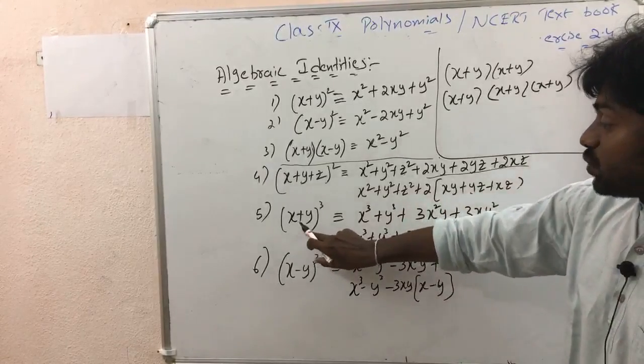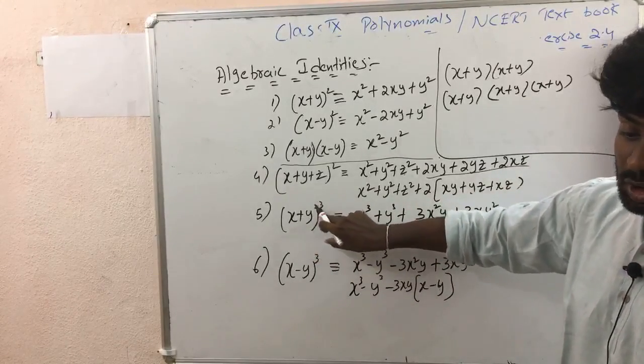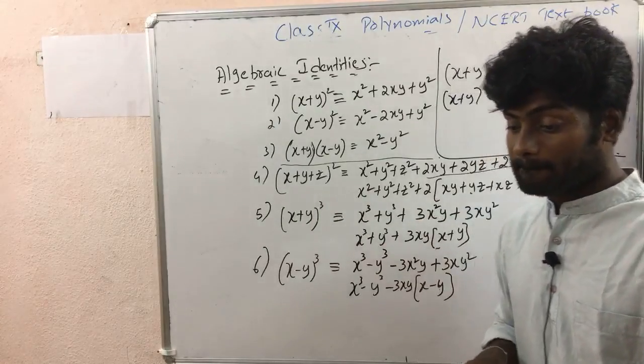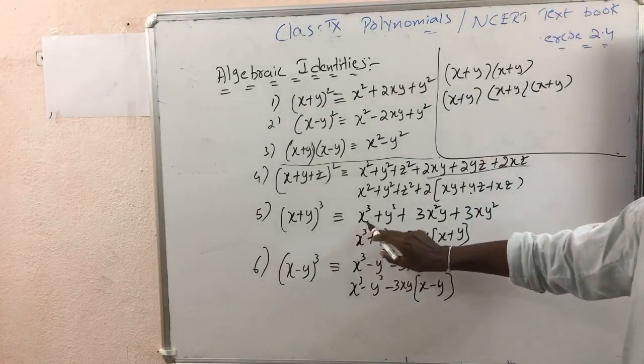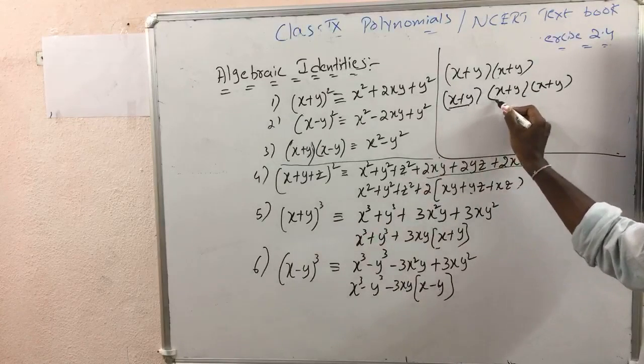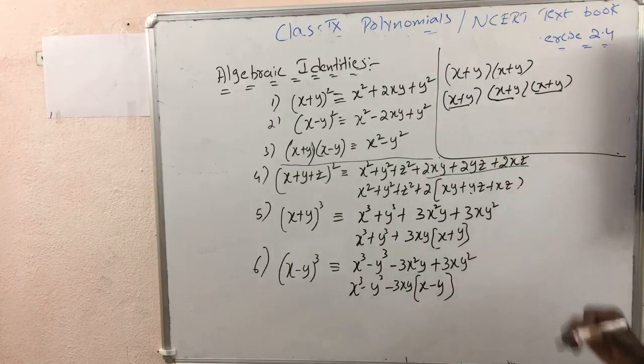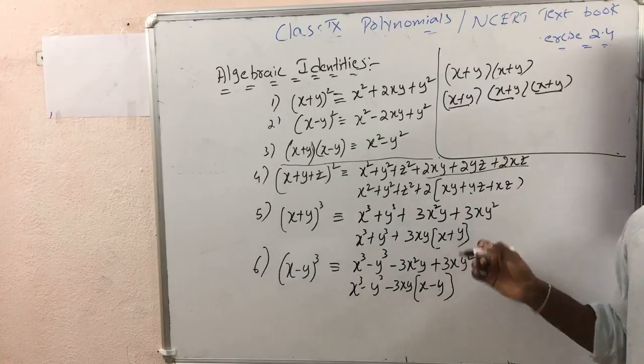Similarly, this is the formula for x plus y whole cube. That means on multiplying x plus y into x plus y into x plus y, you will get this answer. So this is the formula.